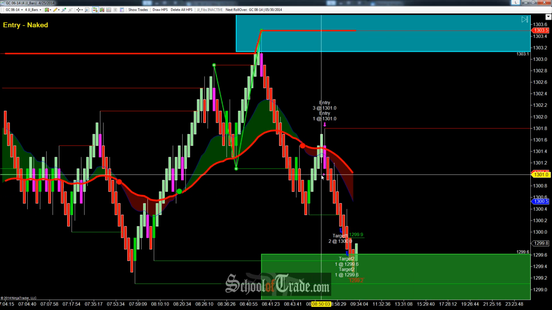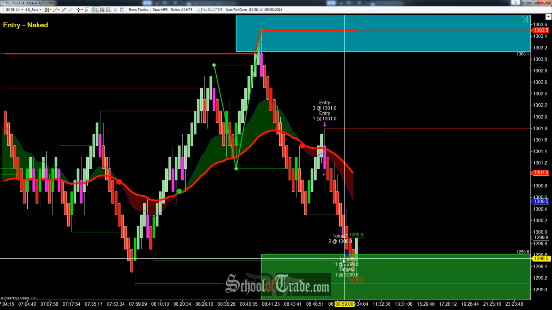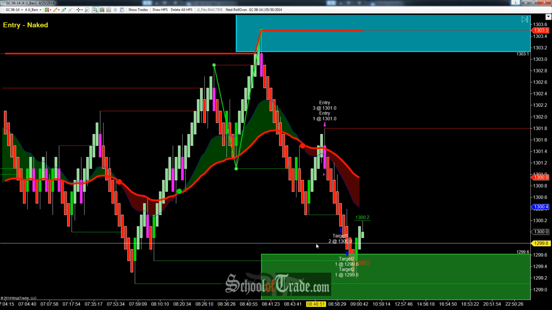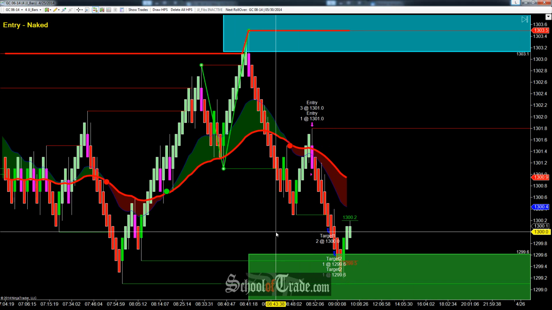Overall, 4 contracts short, got short at 1301, 2 contracts off at plus 10 for 20 ticks, and 2 more contracts off at plus 14 at the supply zone down here for another 14 ticks or 28 ticks. So an overall total for $480 on the trade. So that's going to be the trade for today.